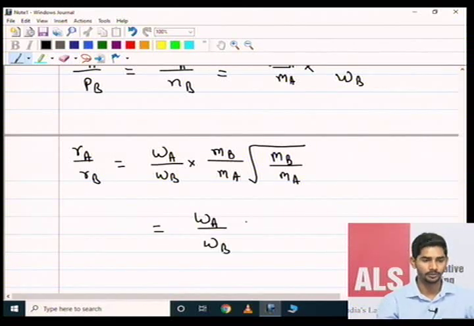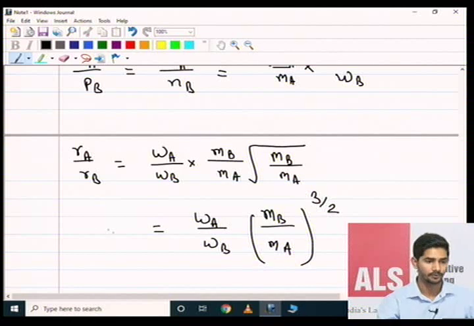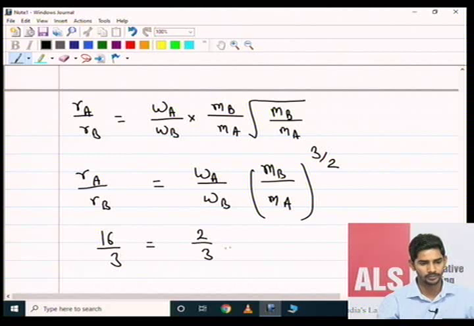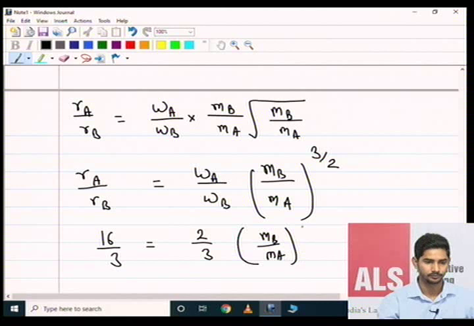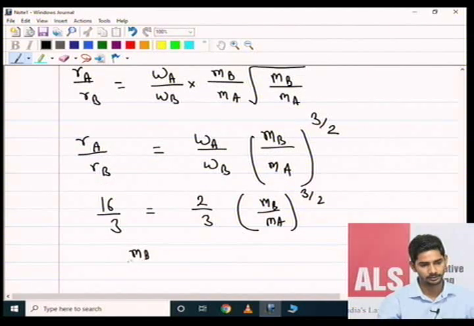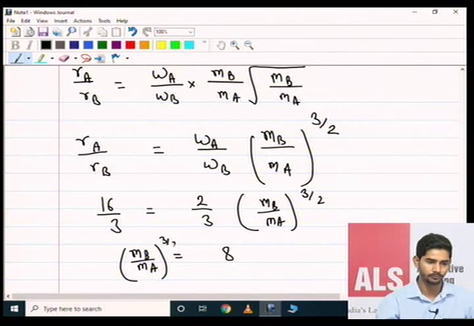WA upon WB here, MB upon MA to the power 3/2, is equal to what? RA upon RB. Guys, now just put the values. See, RA upon RB is 16/3, WA upon WB is 2/3, and MB upon MA to the power 3/2. Just solve this. On solving you will get MB upon MA is equal to 8 to the power 3/2.